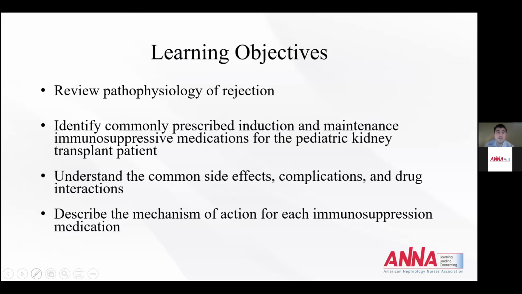So our learning objectives are to review some basic pathophysiology of rejection, or the immune system process, how that would happen, as that is where some of the immunosuppressive meds work. Then we're going to identify some commonly prescribed medications for induction and maintenance. We're going to understand common side effects, the complications that can occur, and drug interactions with the immunosuppressive meds that we use. Then we'll describe the mechanism of action for some of these meds, just so you understand where these medications work to prevent rejection.